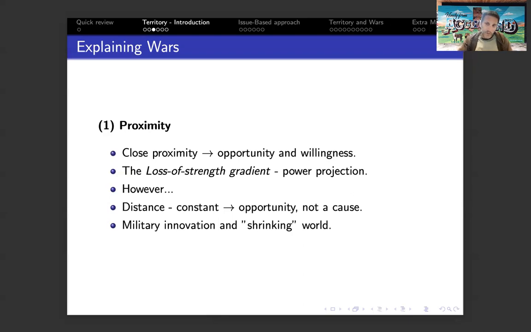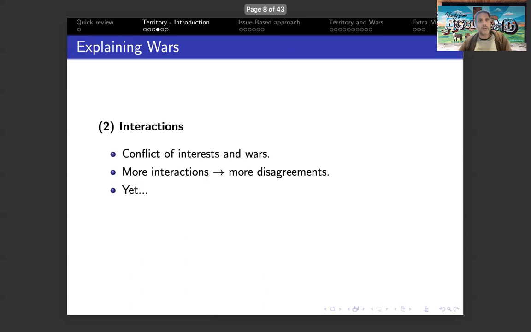Now, a second explanation that Vasquez talks about is what's called interactions. And that's the idea that wars are a result of conflict of interest between states. An increase in the interactions between states reveals more disagreements between them, and using force in that sense, so going to war, is one way to address those problems. However, looking at interactions as an explanation has a substantial flaw, because if you go back to the discussion that we had about political economy, we talked about the fact that more interactions actually increase the probability that states will cooperate with one another. So how can interactions both explain more conflict, but at the same time also explain more cooperation?